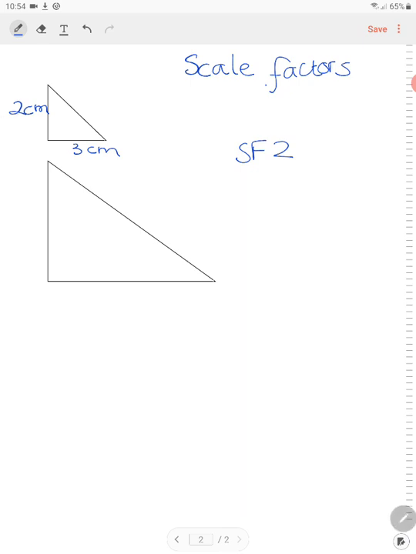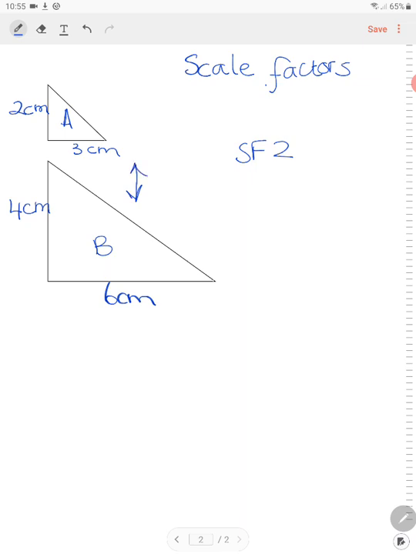So 2 times 2 would give me 4. And this one, 2 times 3, would give me 6. So scale factors just tell you how much larger or how much smaller something is than the original. Now, I could have gone backwards, okay? If we call this B and we call that A, I could have started with the shape B and said, okay, it's been reduced by a scale factor from B to A of 2, okay? So it works both ways.